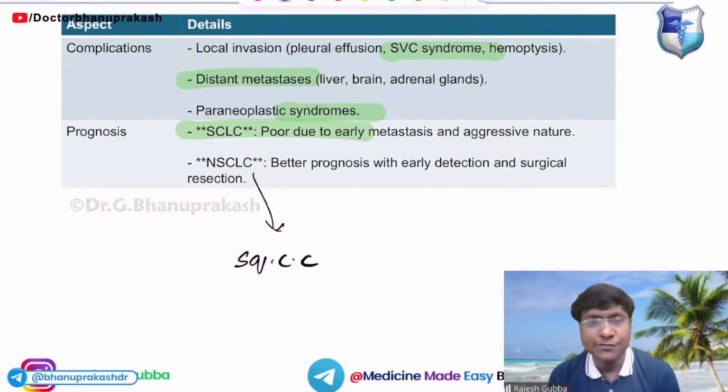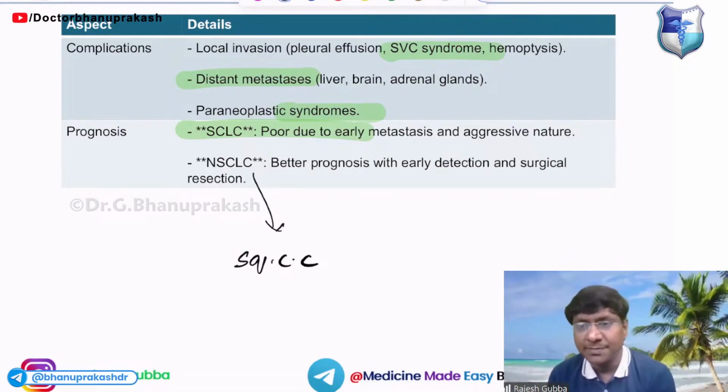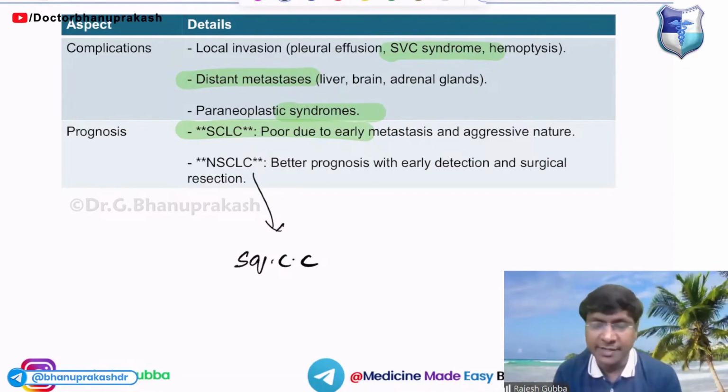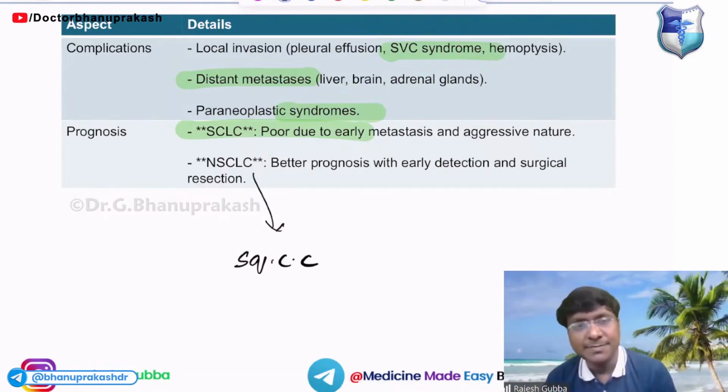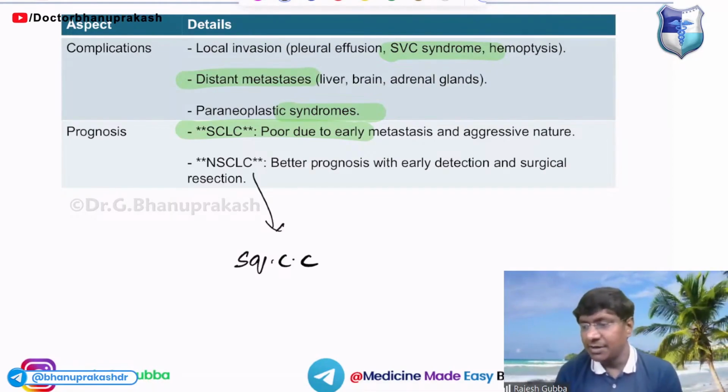Investigations: the investigation of choice will be bronchoscopy plus biopsy. And treatment, in case of small cell lung cancer, you need to give chemotherapy, that is etoposide plus cisplatin or carboplatin, and radiation therapy should be given. Non-small cell lung cancer: surgical resection should be done if the disease is localized. If it is widespread, you need to give paclitaxel plus carboplatin. Okay, so that is about bronchogenic carcinoma.